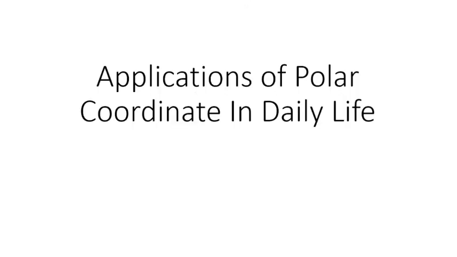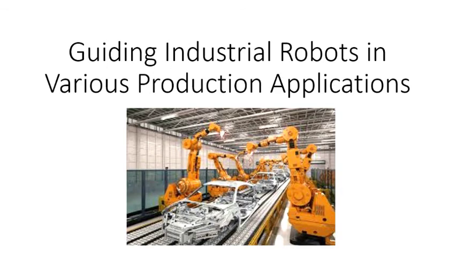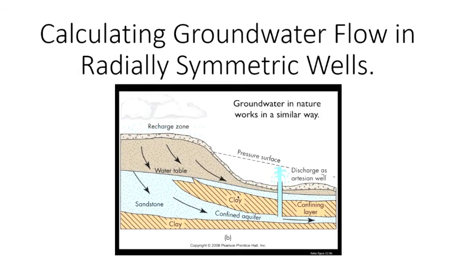So these are the applications of polar coordinates in daily life. The first application is avoiding collisions between vessels and other ships. The second is guiding industrial robots in various production applications. And the last one is groundwater flow, for calculating groundwater flow in radially symmetric wells. Okay, the end.